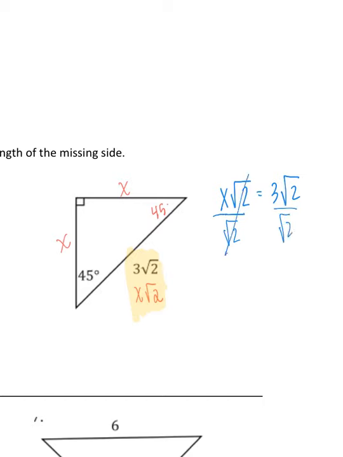The root 2's on the left cancel, as well as the root 2's on the right, and we get ourselves x equals 3. We take that x equals 3 and plug it back in to our other side lengths. So we know that both the legs here are 3.